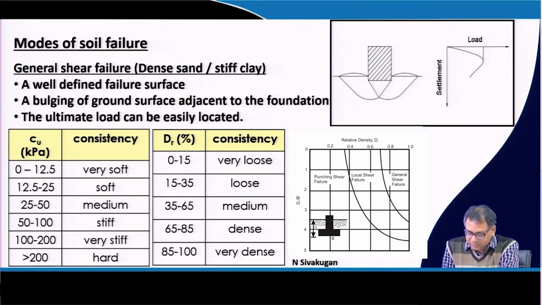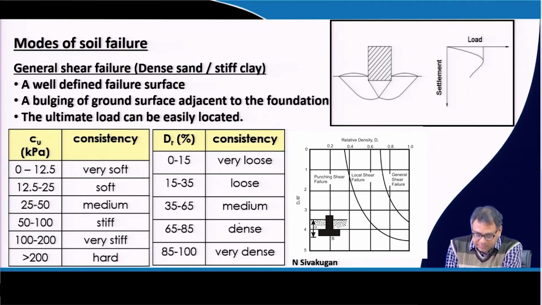From this curve also I can see the Df by B for a shallow foundation. So, for this, the range is around 35 to 70. In this range there will be local shear failure, and the general shear failure will be for more than 70.